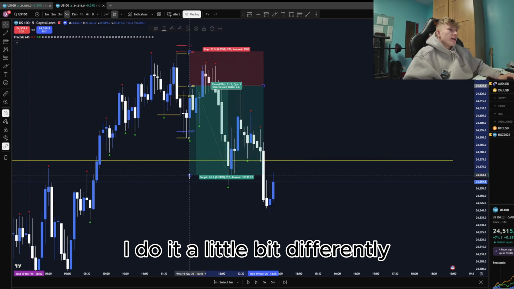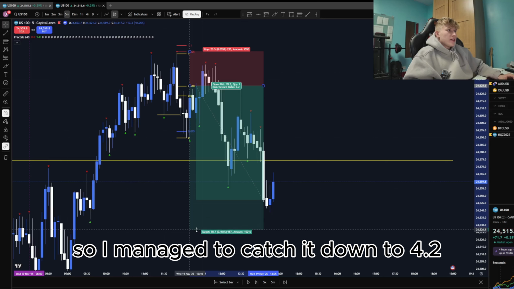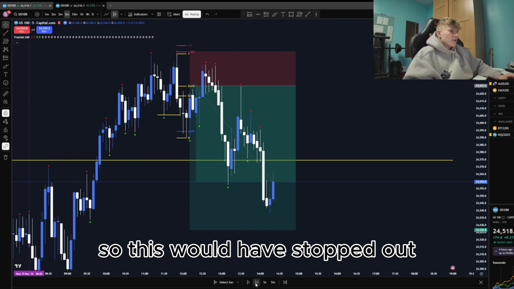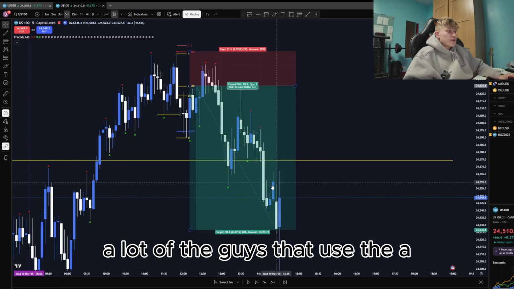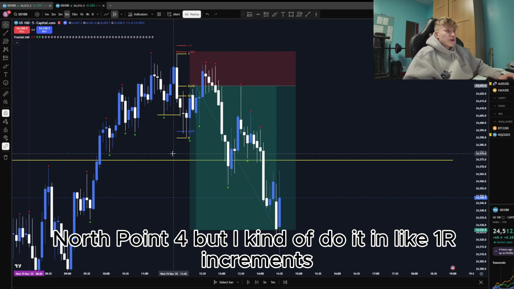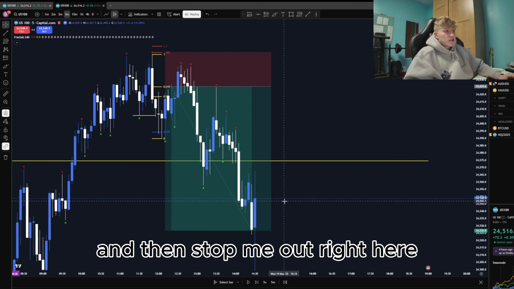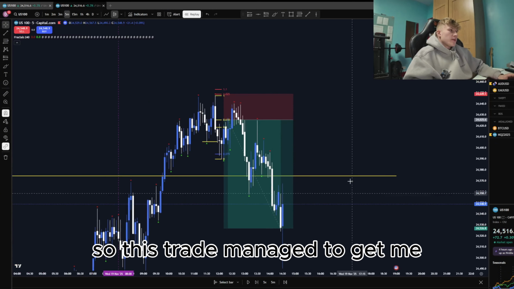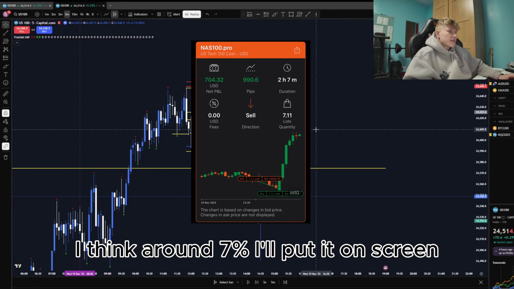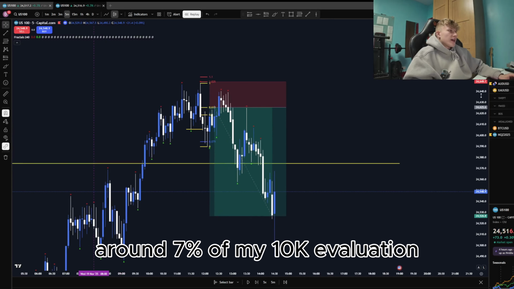I do it a little bit differently and I do it in bigger chunks, so I managed to catch it down to 4.2, I think is what I got right here. So this would have stopped out a lot of the guys that used the 0.4, but I do it in like 1R increments, so it came all the way down here to 4.2 and then stopped me out right here. So this trade managed to get me, I think, around 7%. I'll put it on screen, around 7% of my 10K evaluation.